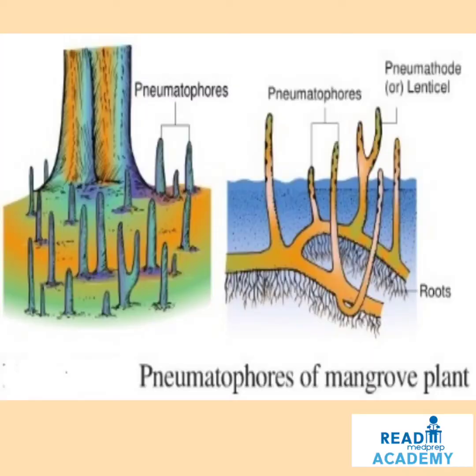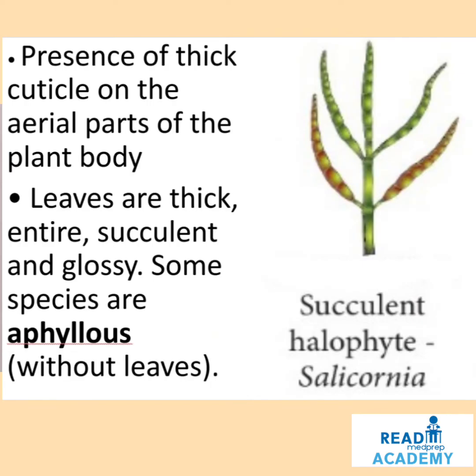Example, Avicennia. Here in this image you can see the pneumatophores of the mangrove plant, where the main stem is present and a large number of pneumatophores arise around the main trunk. And these pneumatophores, or pneumatodes or lenticels, have multiple openings, and roots arise from below the pneumatophores.